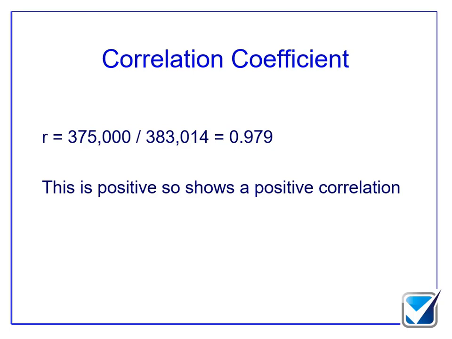Therefore, as one increases, the other increases. Okay, so that's the first thing it says. The other thing it says is it's quite a powerful correlation. So it tells me that as one increases, the other increases, and it also says that it's quite a powerful correlation. But how powerful? How strong is this correlation?